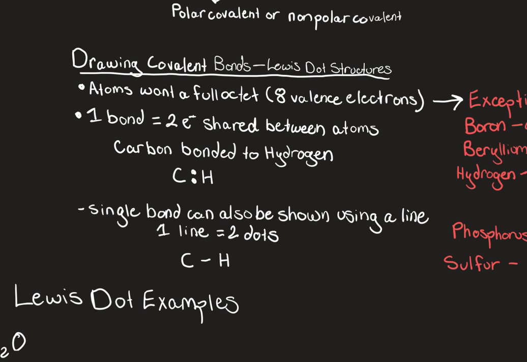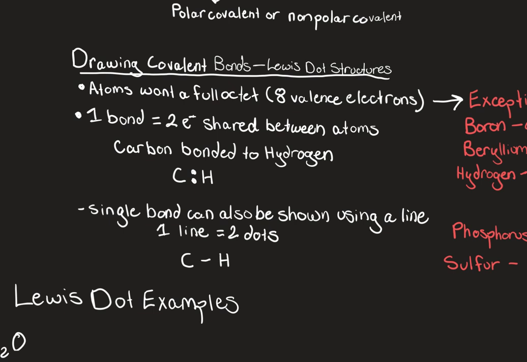All right, so really important piece, drawing covalent bonds or Lewis dot structures. The reason that we draw Lewis dot structures the way we do is because atoms want a full octet. They want 8 valence electrons. That's kind of a main idea for this unit. So one bond equals 2 electrons between shared atoms. I have it drawn down here. So a carbon to hydrogen bond. Okay, so I have 2 different dots. So the carbon and hydrogen are sharing these electrons.